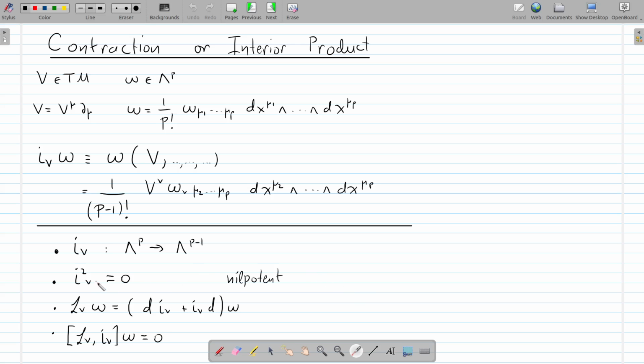The contraction is also related to the Lie derivative of the p-form, and a useful identity for computations is that the Lie derivative of a form is the same as the anticommutator of the exterior derivative with the i_v operator. Furthermore, the action of the Lie derivative and that of the contraction commutes.